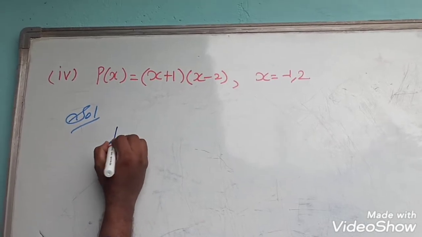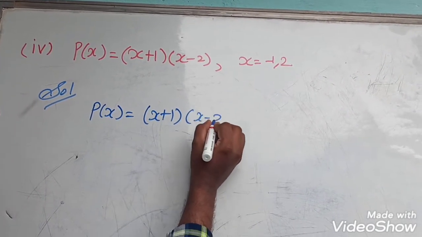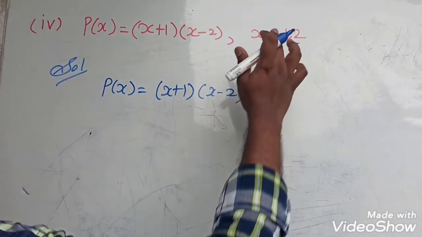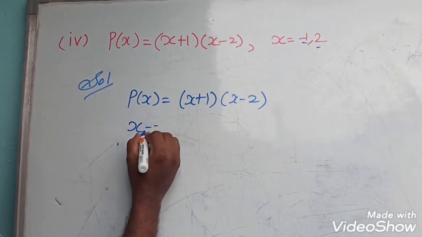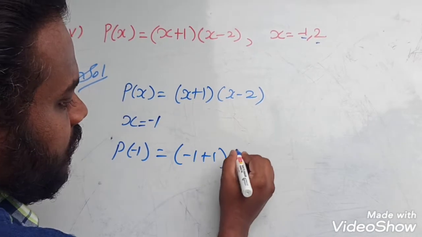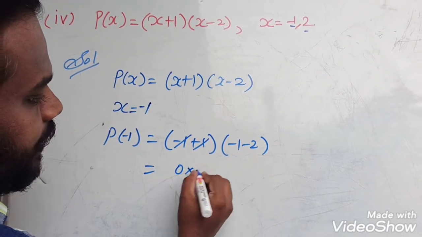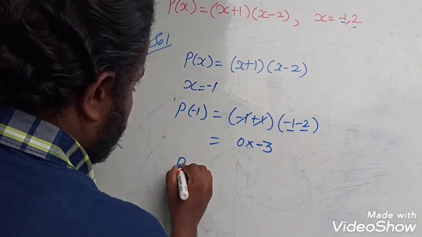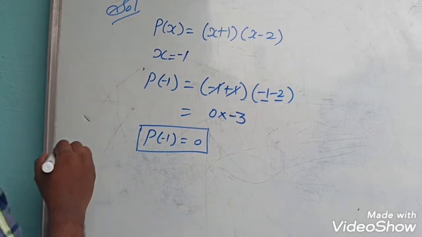So first I take p of x equal to x plus 1 into x minus 2. So here we substitute minus 1, minus 2 instead of x. We conclude whether both are zeros of the polynomial or any one is a zero of the polynomial. So first I substitute x equal to minus 1. So p of minus 1, we take minus 1 plus 1, minus 1 minus 2. So minus 1 plus 1 will get cancelled. 0 into minus 1 minus 2 we get minus 3. So 0 into anything we get 0. So p of minus 1 equal to 0. So we conclude minus 1 is a zero of the polynomial p of x.